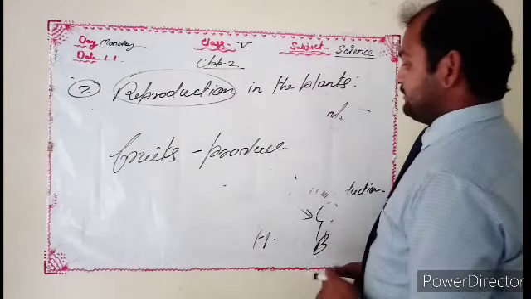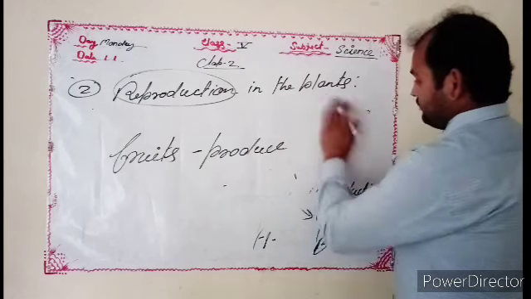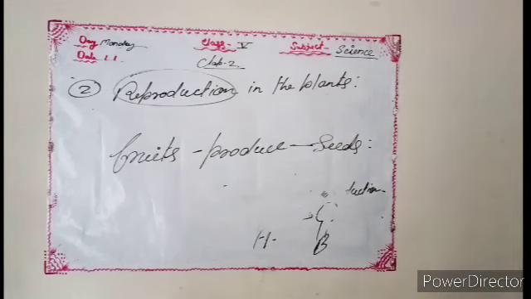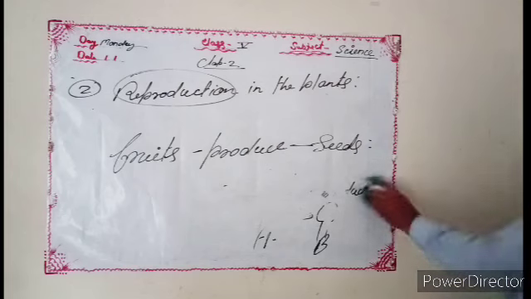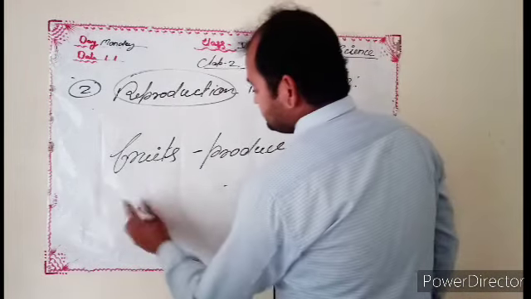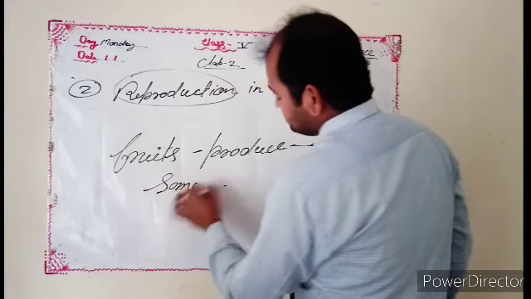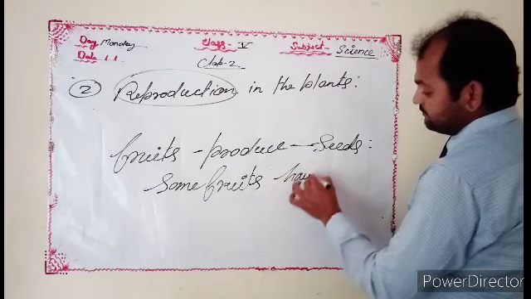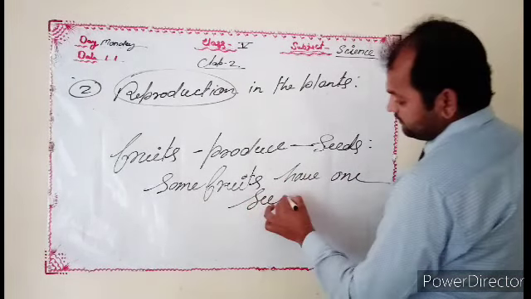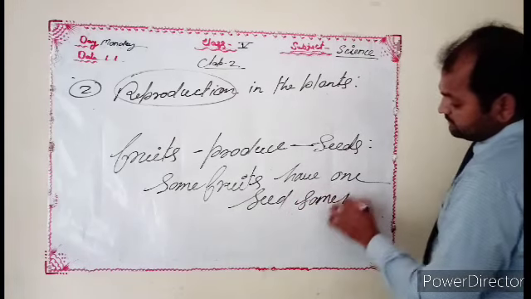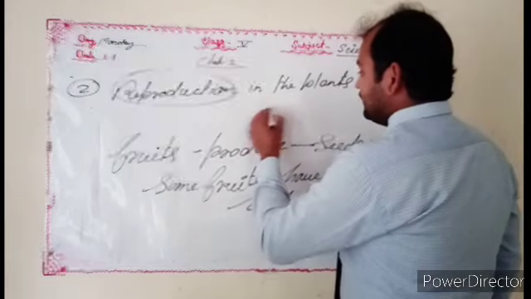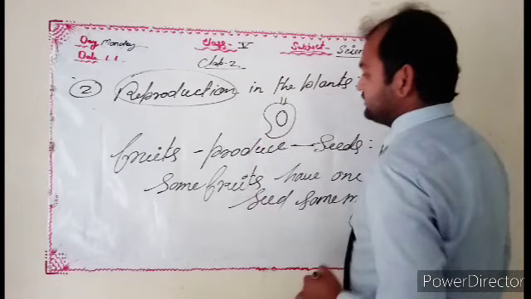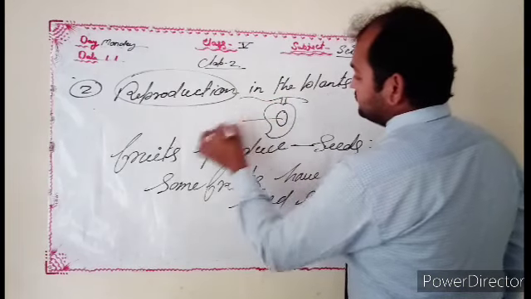Okay, so fruits produce what? Seeds. Fruits produce seeds. Some fruits have one seed, some have many. Suppose I have a mango. This mango fruit has only one seed.